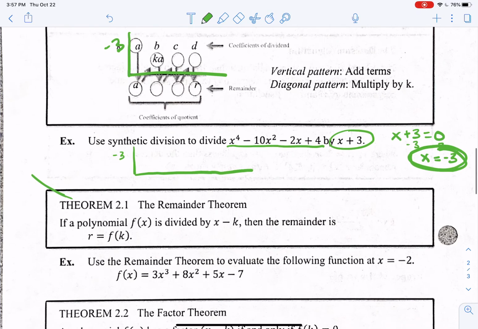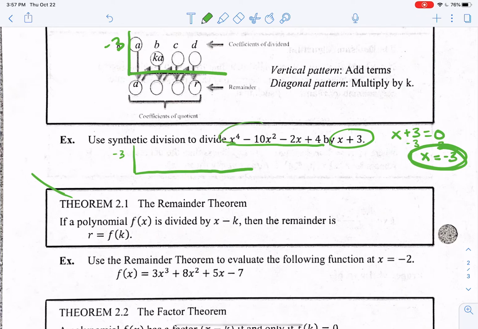The numbers that go up here at the top are going to be the coefficients in front of my x's. So x to the fourth is my first term, and the number in front of that is 1. So I have a 1 here. Then you have to be careful because we don't have an x to the third power. There is not one of those, so we have to put 0 in its spot. Then I have an x to the second power, which is negative 10. Then I have an x, which is negative 2, and then I have a number by itself, which is 4.